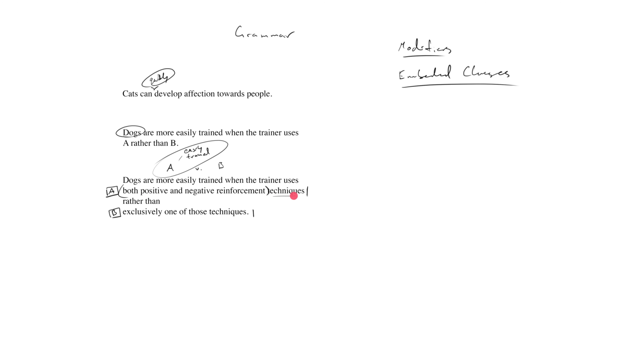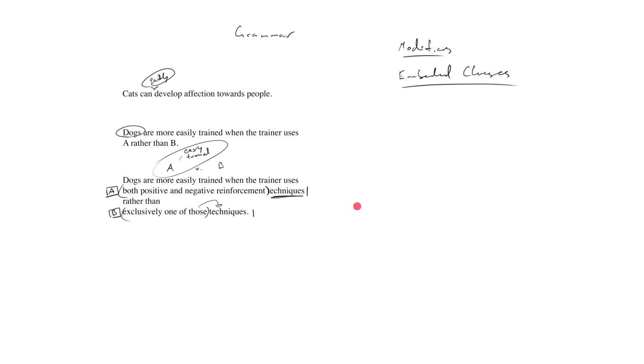I said, what technique? This positive and negative reinforcement technique. Compared against what? Compared against some other technique. What's the some other technique? Exactly one of those techniques alone, right? So these are modifiers of the kind of techniques that we're talking about. That's how the LSAT writers will complicate sentences.